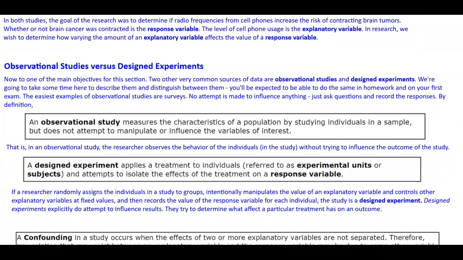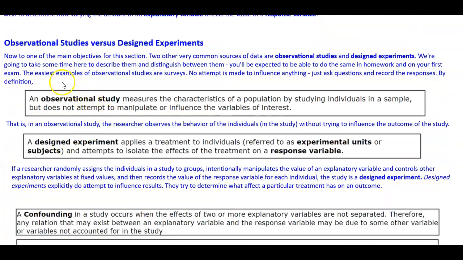Now, observational studies versus designed experiments. Now, to one of the main objectives for this section, two other very common sources of data are observational studies and designed experiments. We're going to take some time here to describe them and distinguish between them. You'll be expected to be able to do the same in homework and on your first quiz.